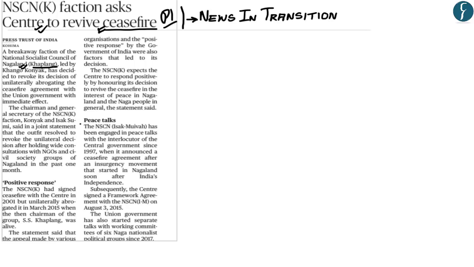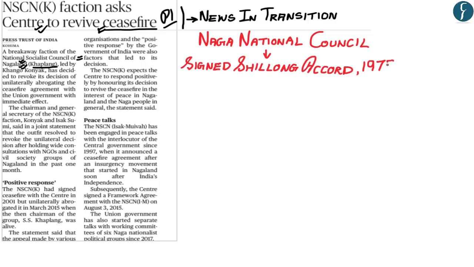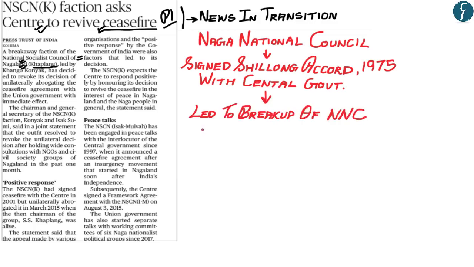Now what we'll try to understand from this article is the background of the National Socialist Council of Nagaland, of both the Khaplang faction and the Isaac Muivah faction. Now one of the early political groups in Nagaland was the Naga National Council, with whom the Government of India had signed the Shillong Accord. However, the signing of the Shillong Accord with the central government led to the breaking up of the Naga National Council. And the main faction that was formed was called the National Socialist Council of Nagaland.